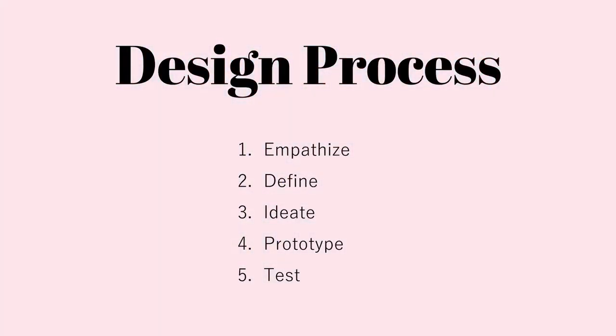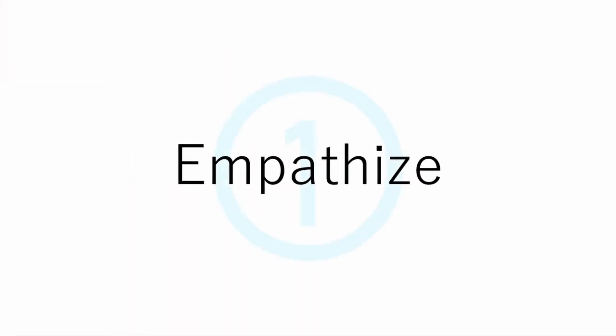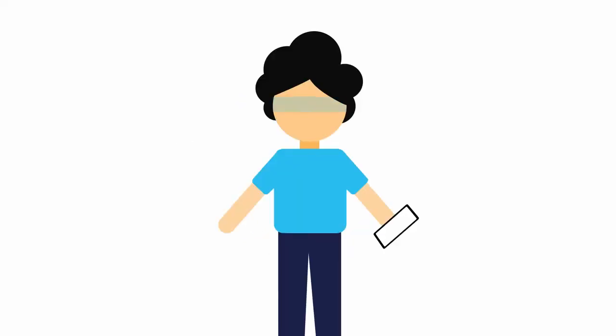Number 1, empathize. Number 2, define. Number 3, ideate. Number 4, prototype. And number 5, test. Let's start with number 1, empathize. To perform this part of the design process, I blindfolded myself and tried to use my phone for 10 minutes. During that time, I learnt about some of the important features that were lacking or that I couldn't use just because I was visually impaired.